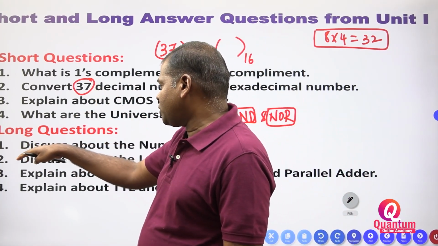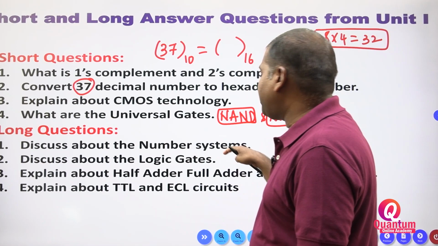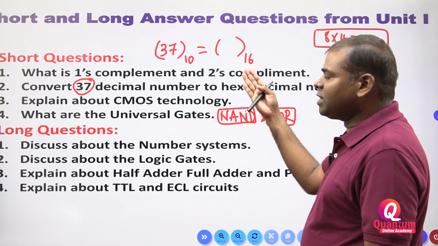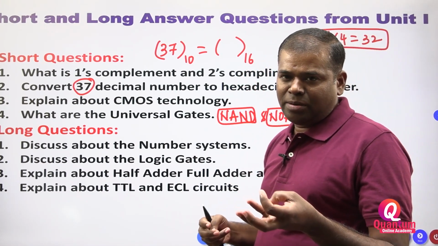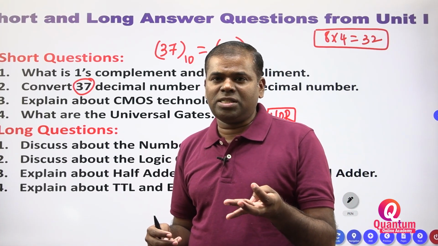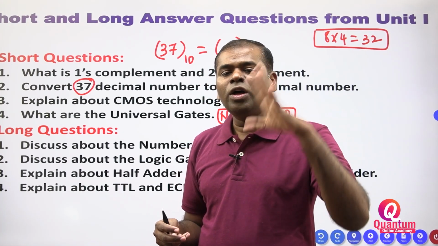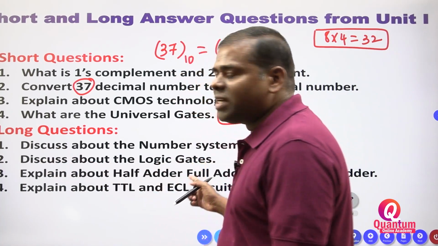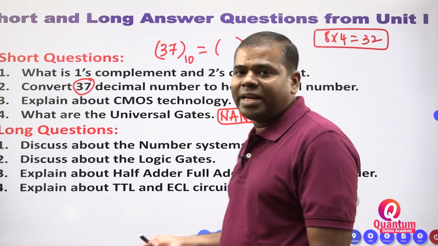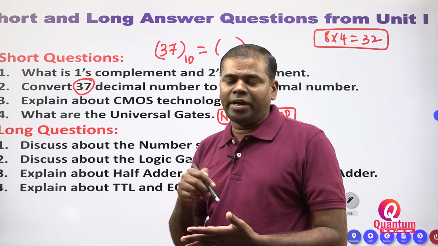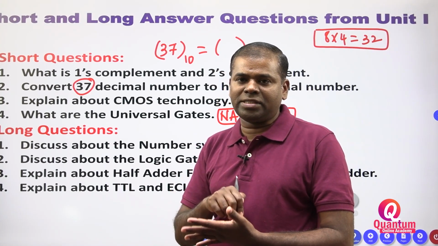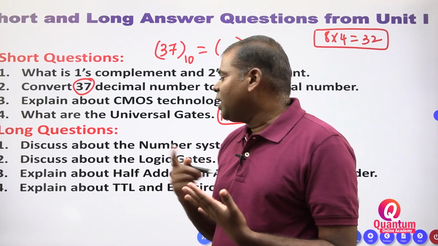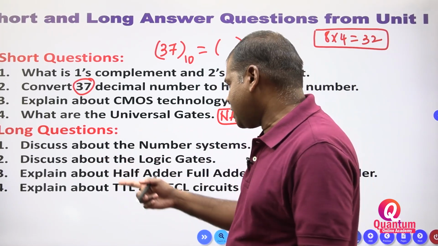Long questions you have to see. Discuss the number systems. What number systems are there? The binary number system, decimal number system, octal number system, and hexadecimal number system. Those number systems you have to explain. Discuss the logic gates. What logic gates are there? AND gate, OR gate, NOT gate, NOR gate, NAND gate, XOR gate, XNOR gate, like that. All the logic gates you have to explain.